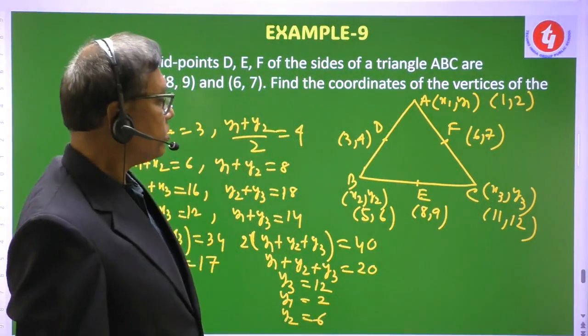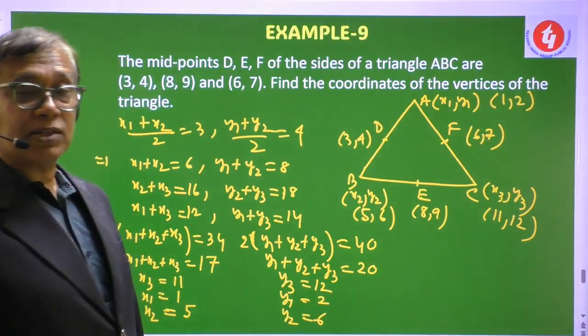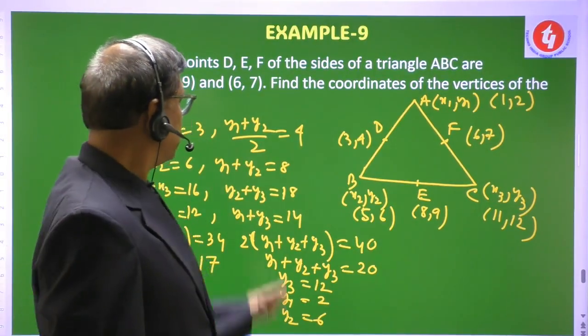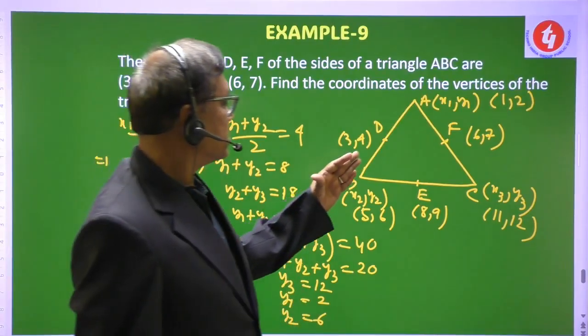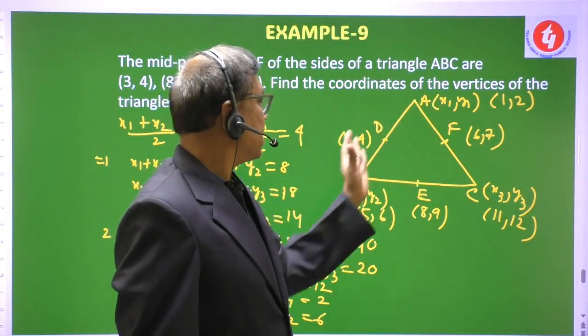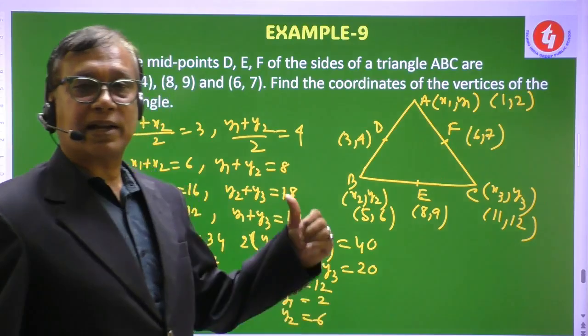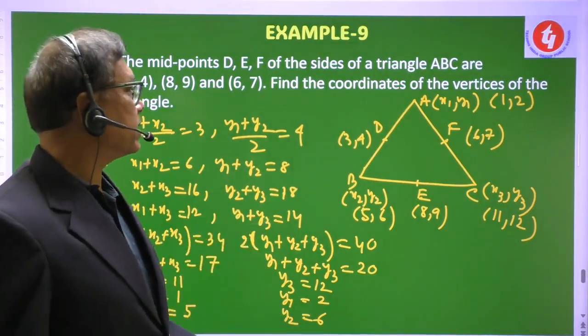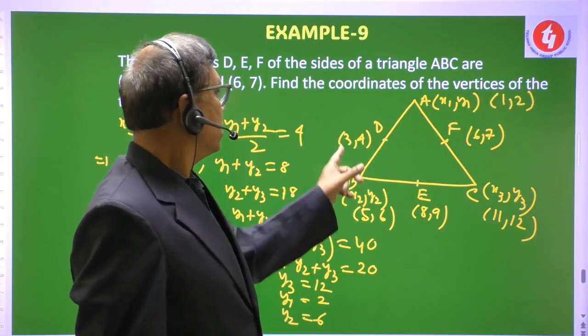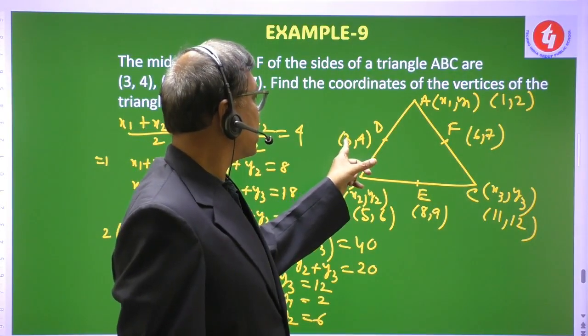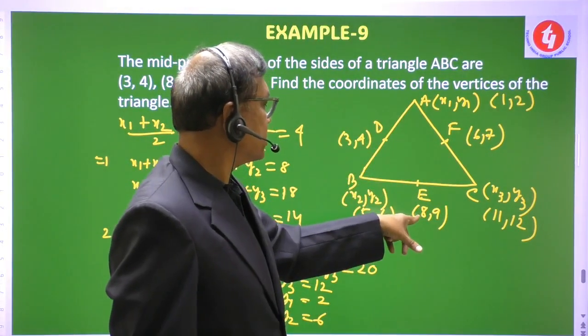Yes or no? But now I'll show the shortcut trick without all these calculations. We can say the vertices of ABC directly. How? Very simple technique. When we have to find the coordinates of A, add the abscissa part of these 2 points and subtract the abscissa part of this point.